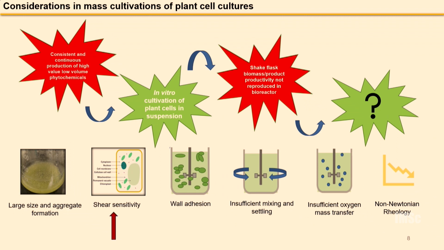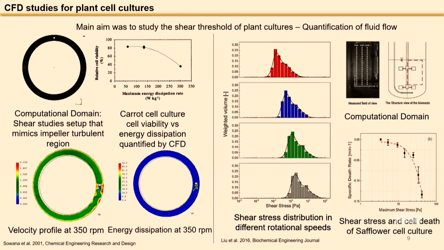So specifically with respect to shear sensitivity, CFD has been used in 2 different studies. One in 2001 where they looked into the cell viability when it is grown in a stirred tank reactor, but they have not done it for the entire reactor, they have just taken an annular section which mimics the impeller turbulent region, and they checked the velocity profile at a high RPM and the energy dissipation rates, and they also looked into how the viability changes with respect to this energy dissipation. This is with respect to carrot cell culture.